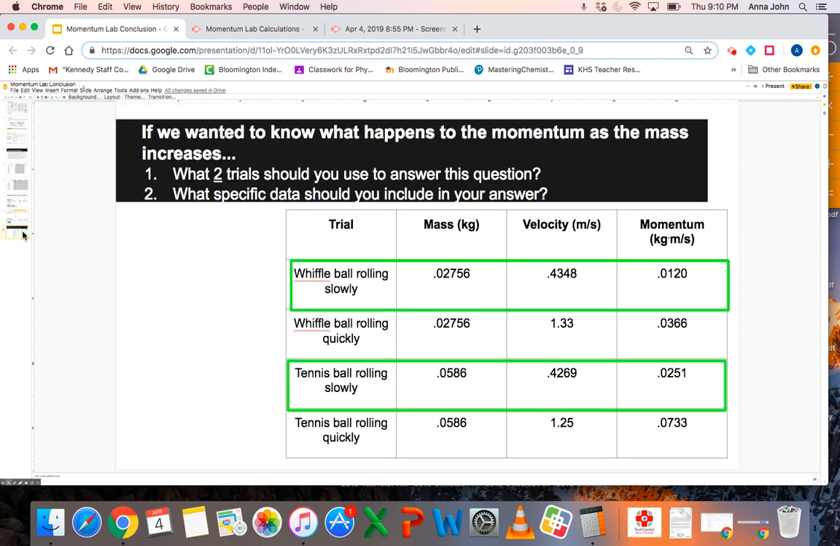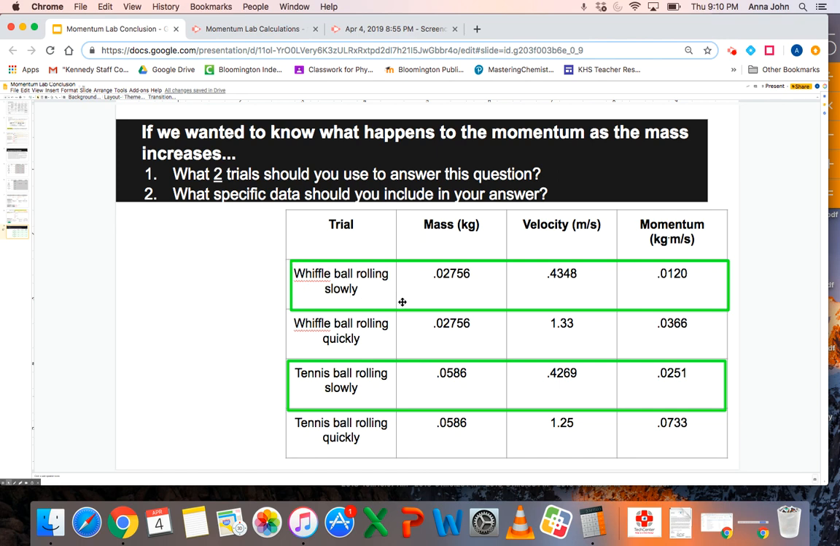I'm going to go back to data table 2, and I'm going to look at my measurements here. So if we wanted to know what happens to the momentum as the mass increases, what 2 trials should we use? And obviously they're marked here already. I want to use, if I'm trying to look at mass, 2 trials that their mass is different, but the velocity is the same. I want to change one variable and keep the other one the same.